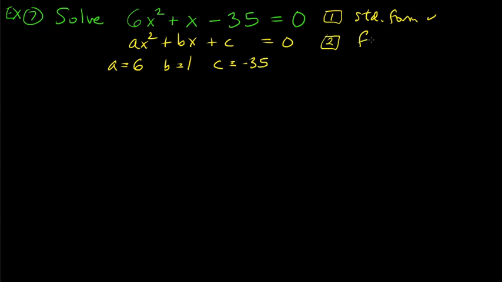Step 2, we want to factor. So here we have to factor 6x squared plus x minus 35 equals 0. Remember, b is 1, so this is 1x.